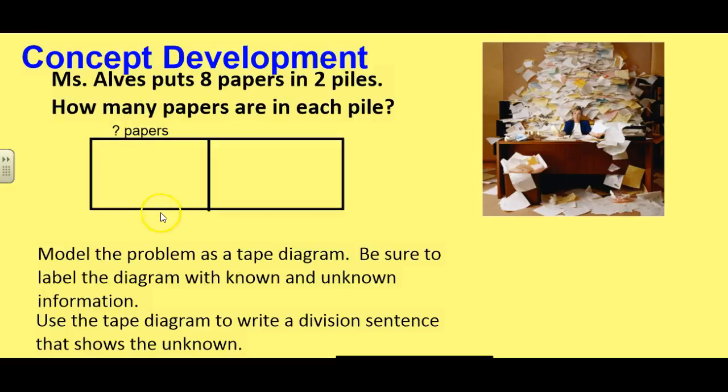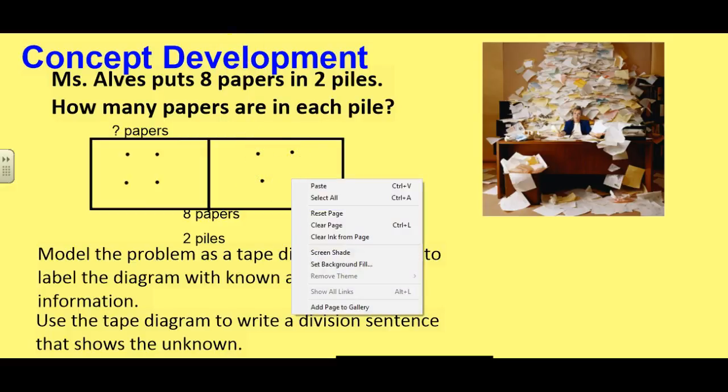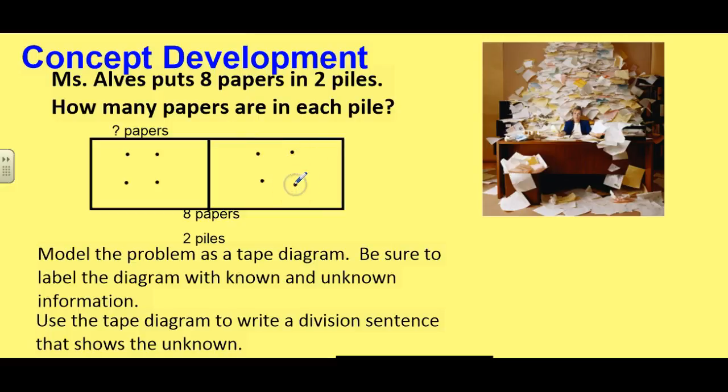Now underneath the tape diagram, that's where we label the total, so we know that there are 8 papers total. Let me get it down here at the bottom. So we know that there's 8 papers total, and we also know that there's going to be 2 piles. So that's what we're going to write underneath our tape diagram. And now all we have to do is put how many papers are going to go into each pile. So let's just add some dots to our tape diagram. We knew from our equal groups that there were going to be 4 papers in each pile, so we're just going to put 4 dots in each section of the tape diagram.